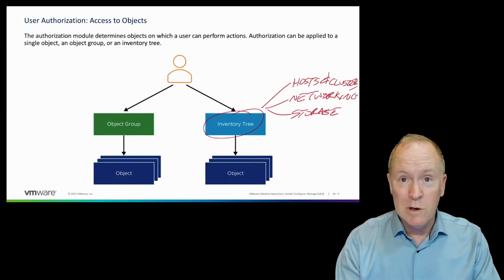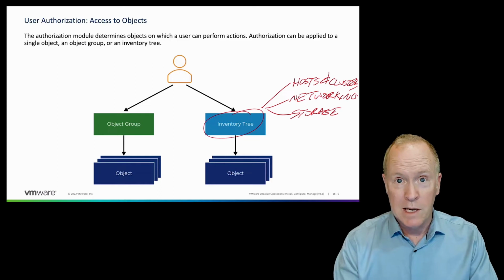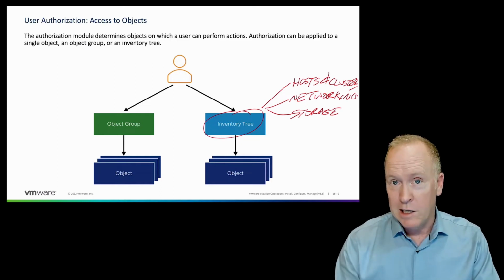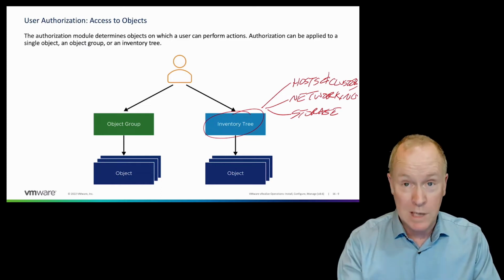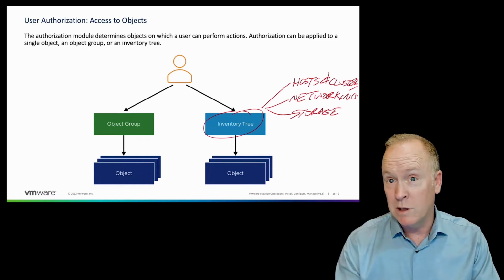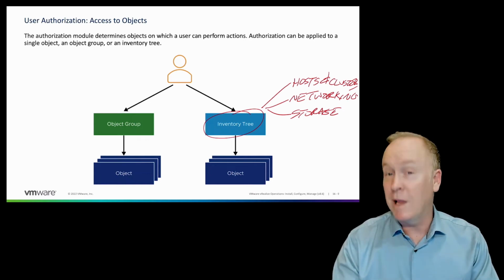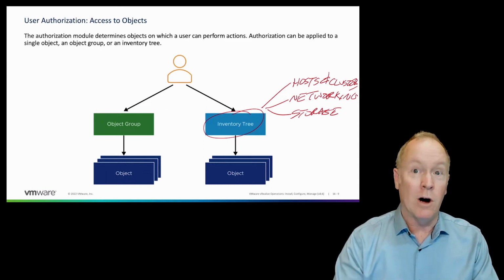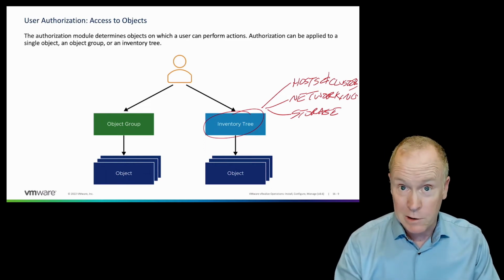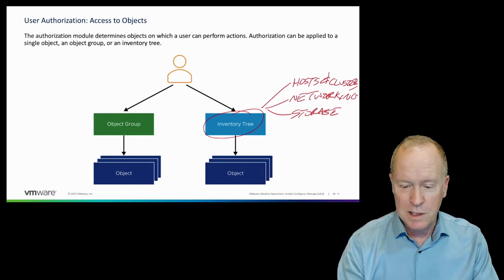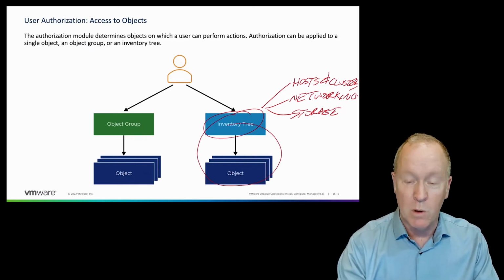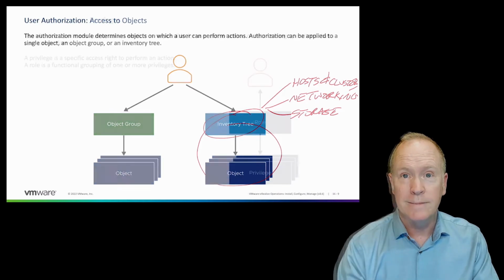Alternatively, you can use these inventory trees to zero in on specific objects of those types. So for instance, if I go into the host and clusters tree, I can pick an entire cluster or a host along with all the virtual machines that are on it. So again, inventory trees ultimately give you multiple ways to grant access to a multitude of objects.